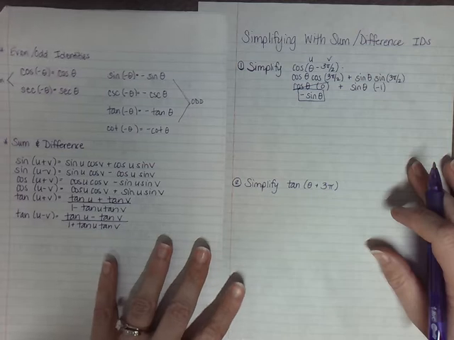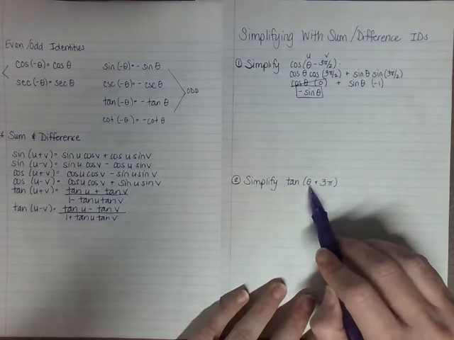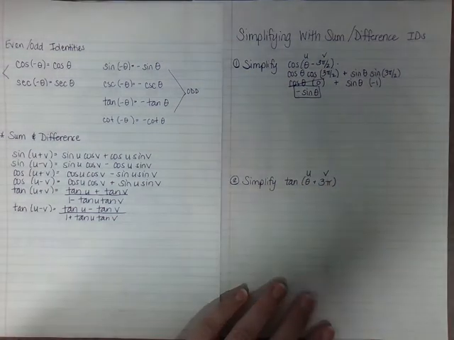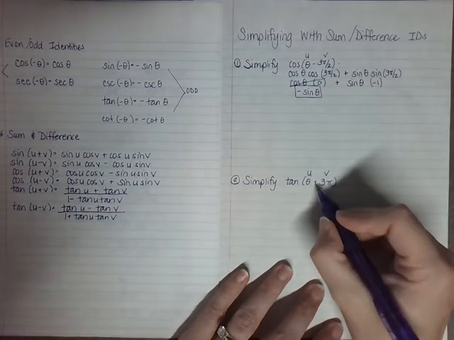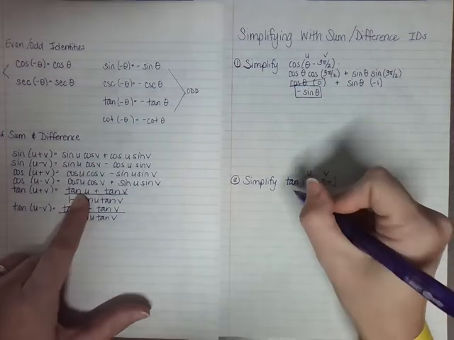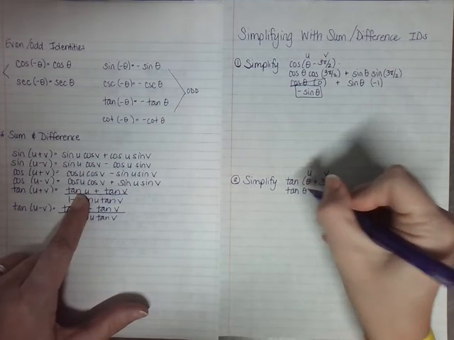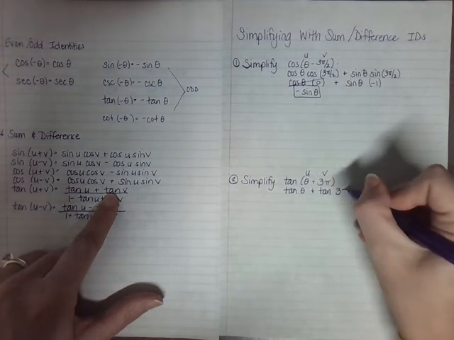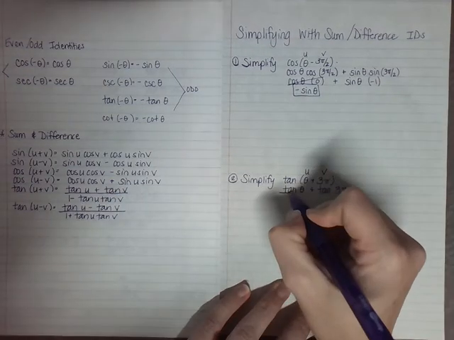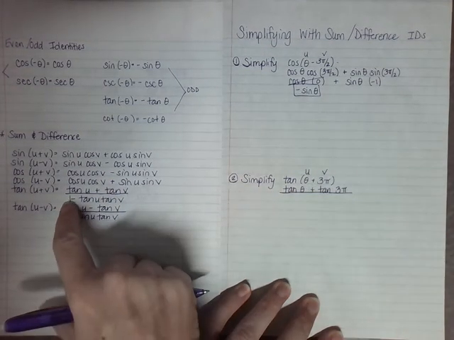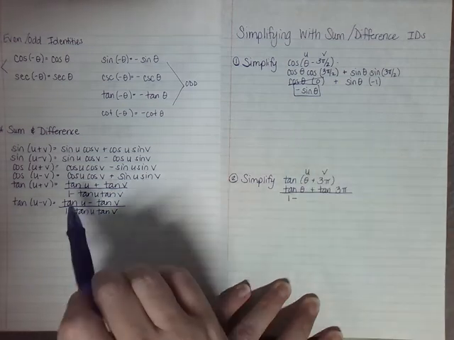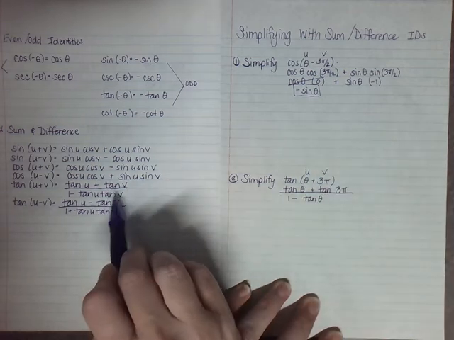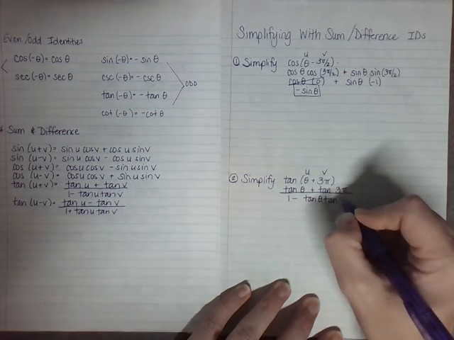Let's look at number 2 using a tangent. We want to simplify the tangent of theta plus 3 pi. So theta is u and 3 pi is v. All right, and this is an addition, so we're going to use this formula. Tangent of u plus tangent v, so tangent theta plus tangent 3 pi, divided by 1 minus tangent u times tangent v, so tan theta times tan 3 pi.